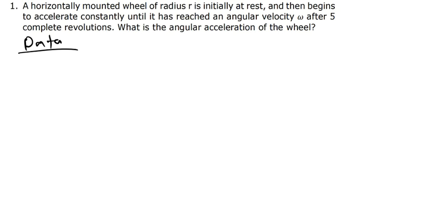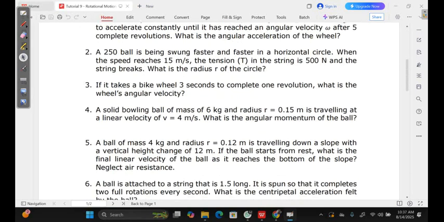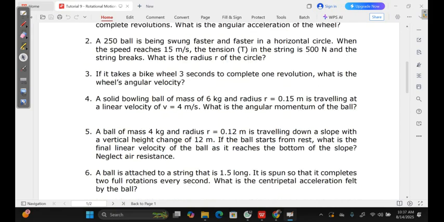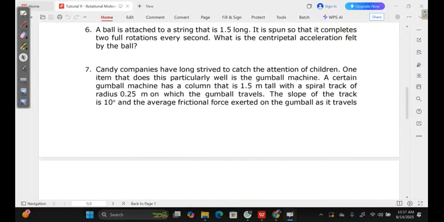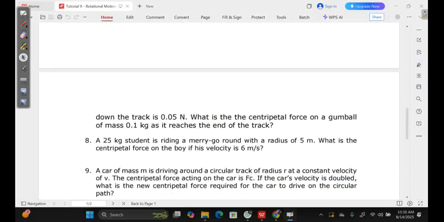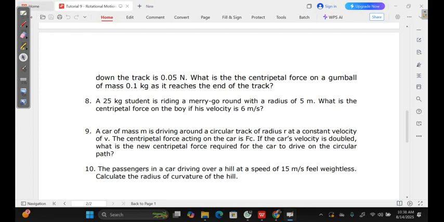In today's discussion, we're going to talk about rotational motion. I have a lot of questions with me here that are coming from tutorial sheet 9, under rotational motion, and this tutorial sheet is one of the most important ones that you are supposed to know. I've answered all the questions from question 1 all the way to question 10. These are more interesting questions, especially from question 7 all the way to question 10. These are some of the most important questions that you are supposed to know before you go and write your test or your exam.